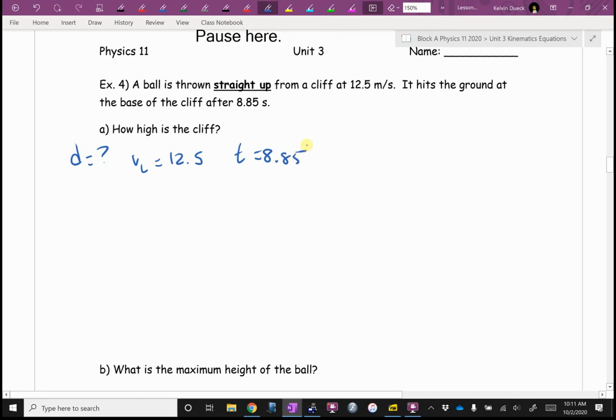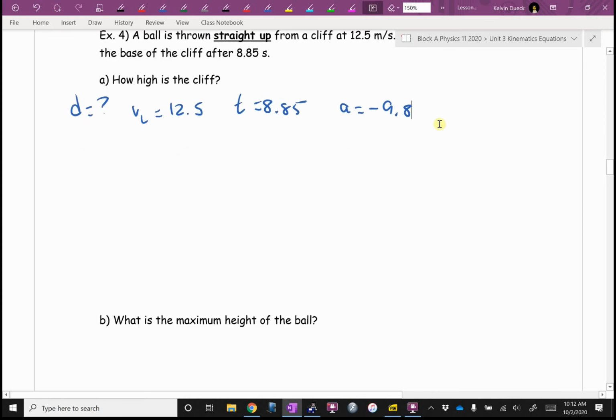What else do I know? I don't know velocity final. It won't be 12.5 because it's going to rocket past my face at negative 12.5 meters per second, but it's going to keep speeding up, going down, going down, going down. So I don't know how fast it's going to hit the ground at, but I do know the acceleration. It's negative 9.8. I'm looking for an equation that has a D, a VI, a T, and an A in it. There is one.